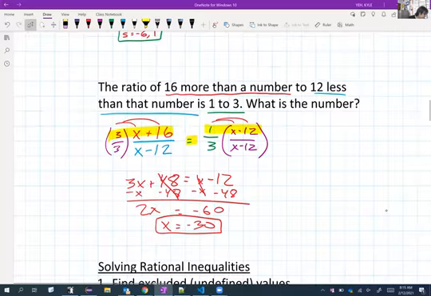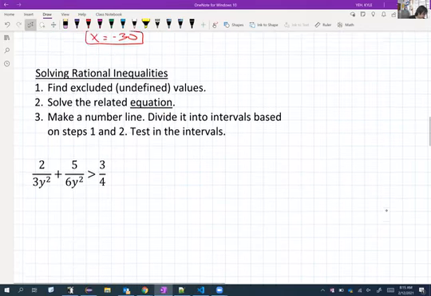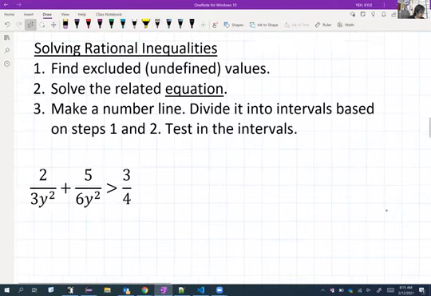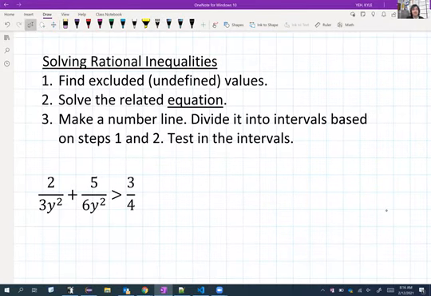There's one more concept we need to talk about in this lesson, and it has to do with inequalities. This has been a theme all year through our curriculum, looking at equations and then looking at inequalities. So solving rational inequalities, not too bad if you've understood what we've gone through so far. Step 1, find any undefined values, anything that makes the denominator equal 0. Step 2, solve the related equation. Pretend it's an equation and just solve it the way we have.